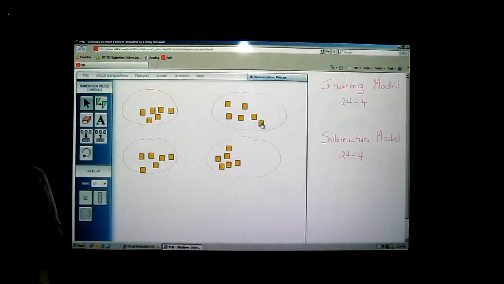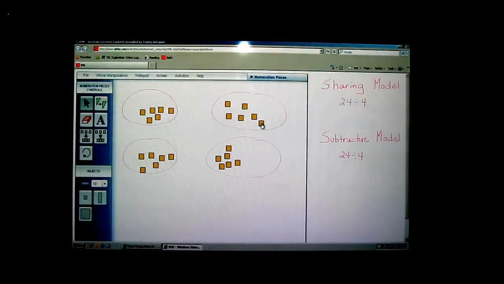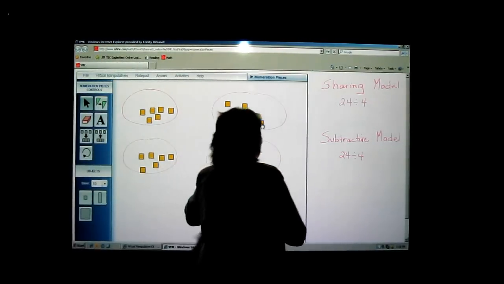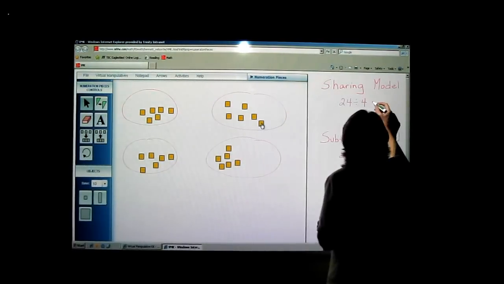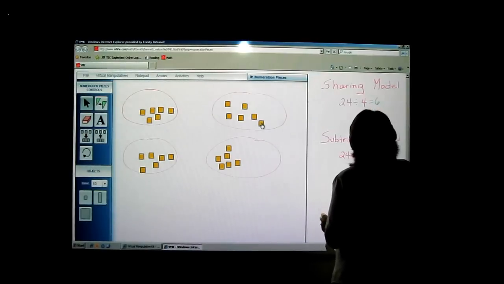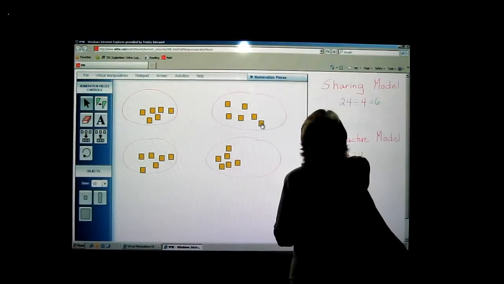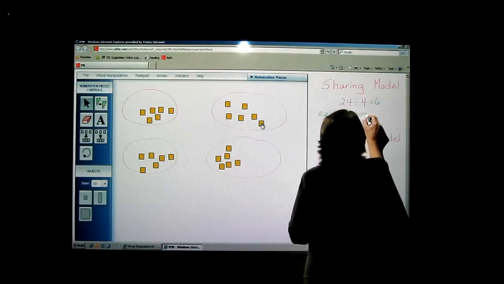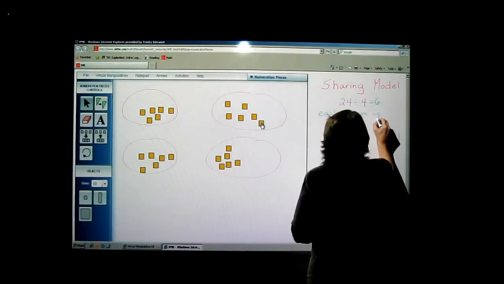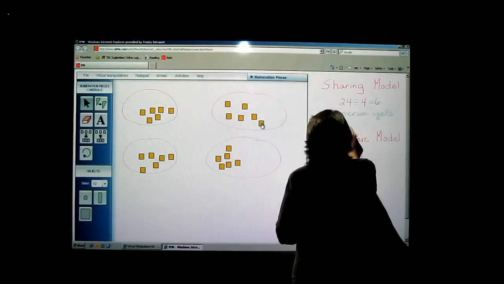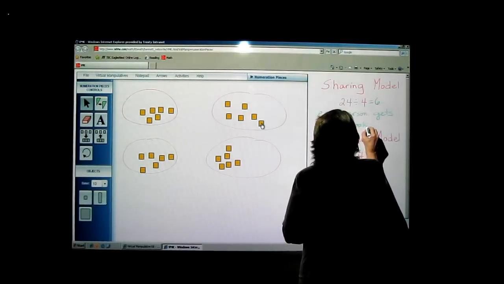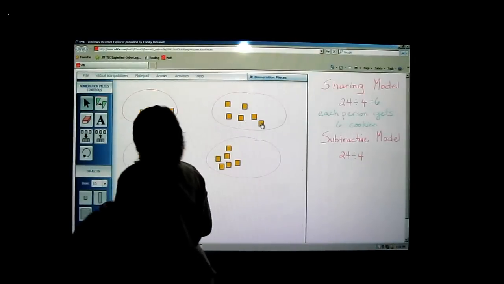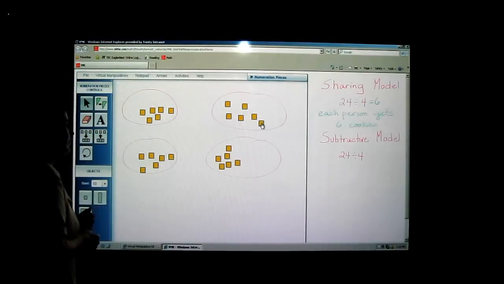And in this model, my answer is, how many did each person get? Which, if I count in each circle, there are 6 cookies. So my answer is 6, and it means that each person gets 6 cookies, or whatever it happens to be that we're sharing. So in the sharing model, the answer is, how many does each person get?